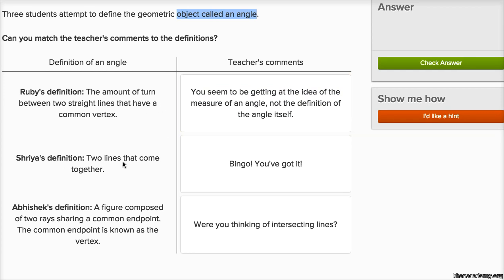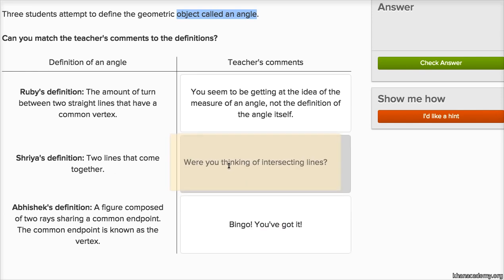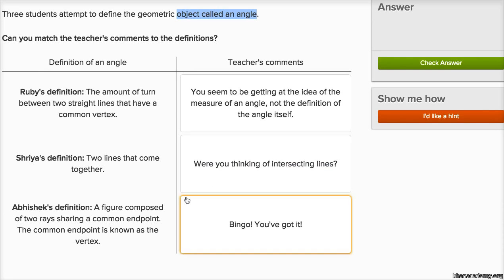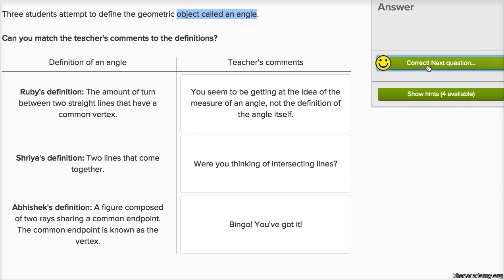So Shreya's definition, 2 lines that come together. So once again, the definition of an angle is 2 rays with a common vertex. So 2 lines that come together, this is just intersecting lines. Now when that happens, you might be forming some angles, but I would just say, were you thinking of intersecting lines? And let's see what Abhishek says. A figure composed of 2 rays sharing a common endpoint. The common endpoint is known as the vertex. Yep, that's a good definition of an angle. So Abhishek got it this time.